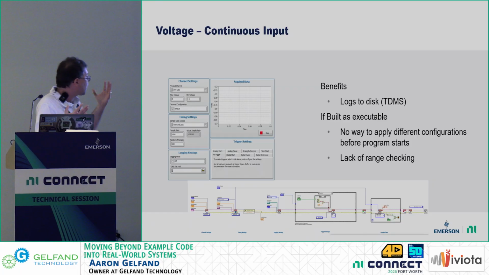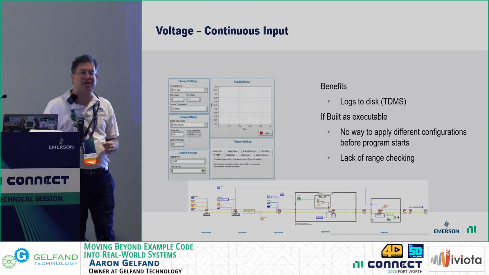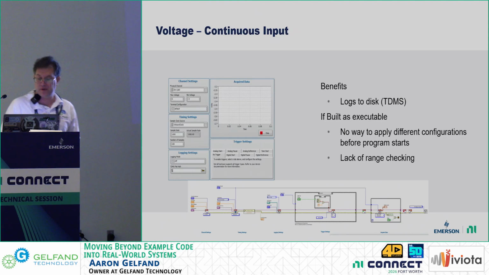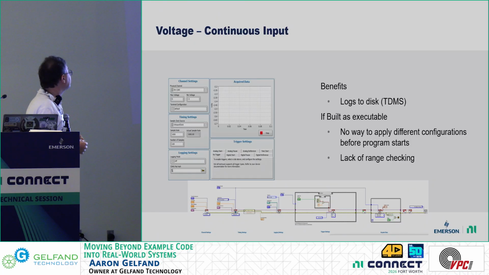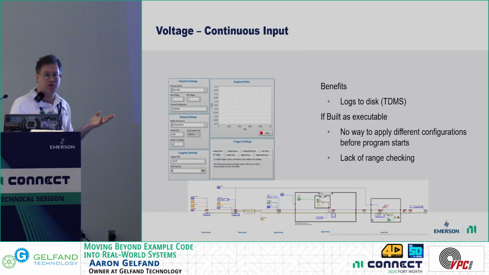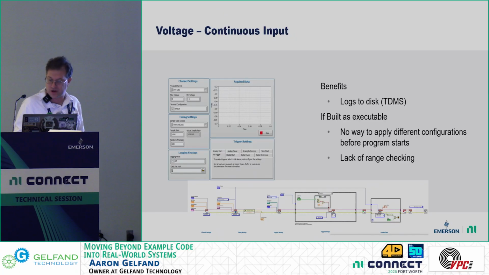However, as with many example programs, if I want to take this and build it straight into an executable, it's not going to do things like save configuration, so I have to reconfigure every time if it's not the correct configuration. It also doesn't have any sort of range checking, so for the max and min voltage, I can give it illegal values and it's just going to error out.